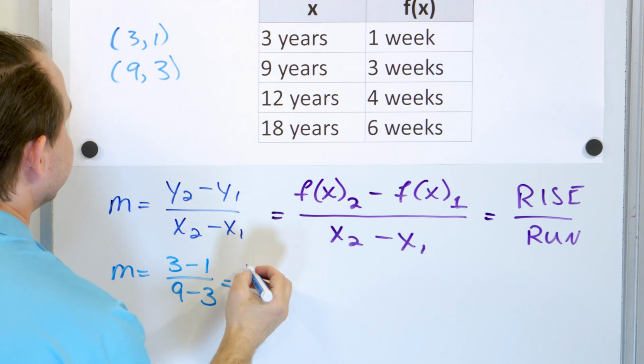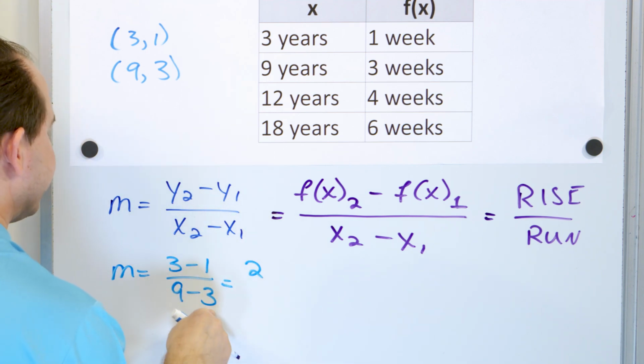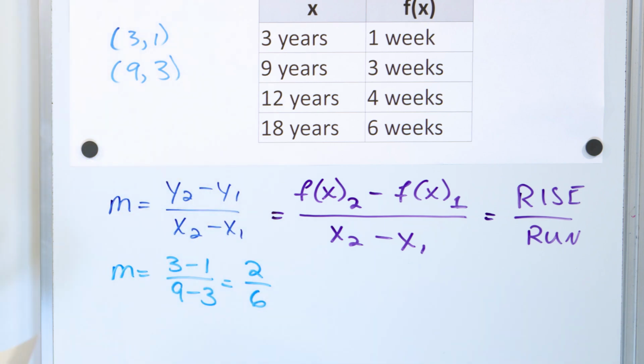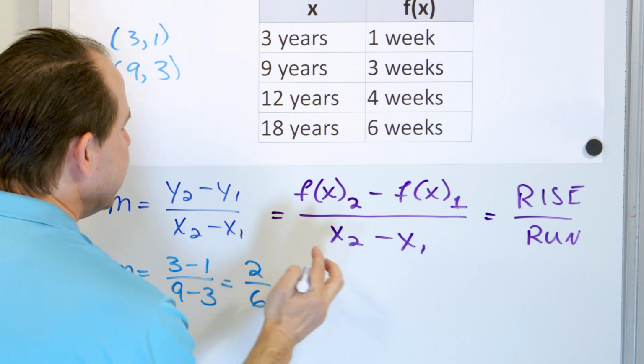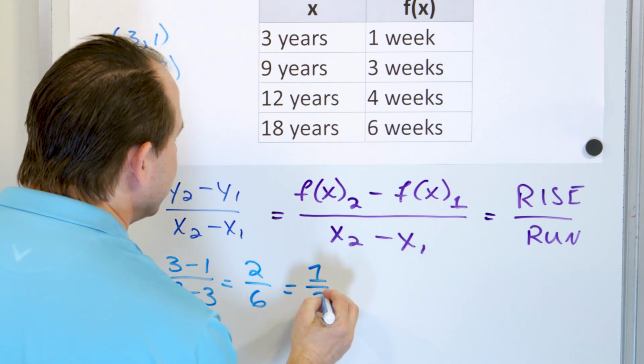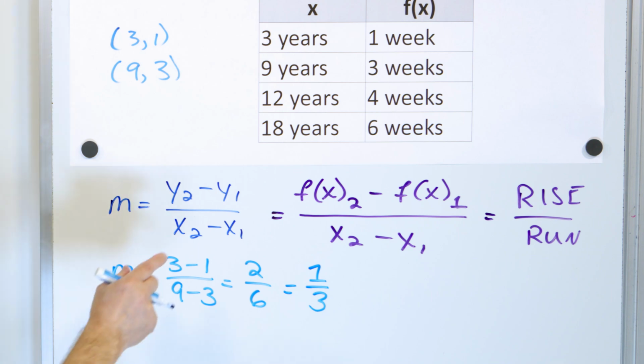3 minus 1 is 2. And 9 minus 3 is 6. So we get 2/6. Now we can simplify this. We can divide by 2 on the top and bottom. Divide by 2, we get a 1. Divide by 2, we get a 3. And the slope I get is 1/3. But don't forget, this is rise over run.